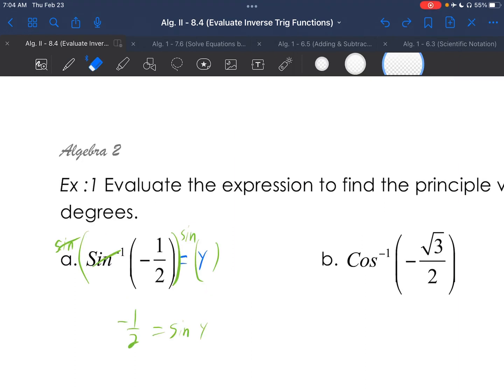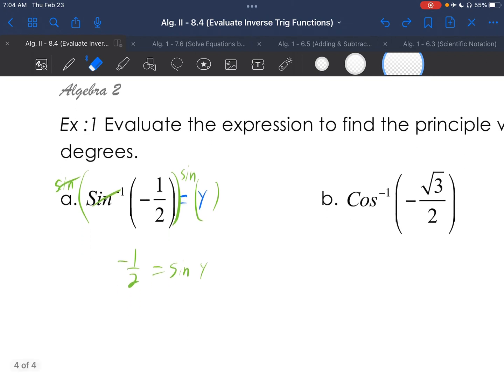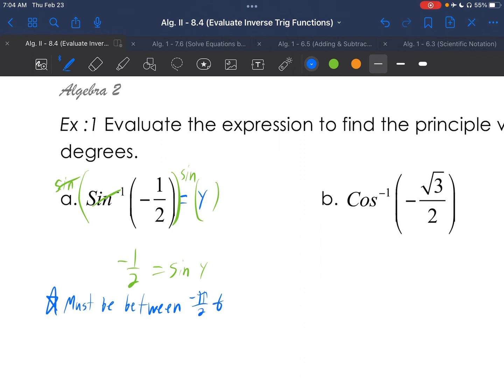Now what we have to figure out is what y, or what theta, or what angle, would the sine of that give us negative 1/2. And we must remember that it has to exist, because for us to have inverse sine and sine, we said it had to be between negative pi over 2 and pi over 2, aka negative 90 degrees and 90 degrees. We said that earlier in that little box on the previous page of notes.